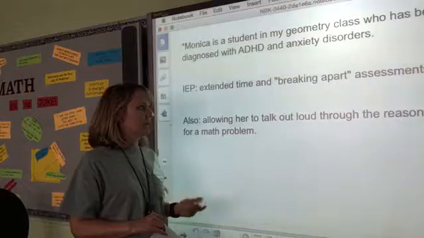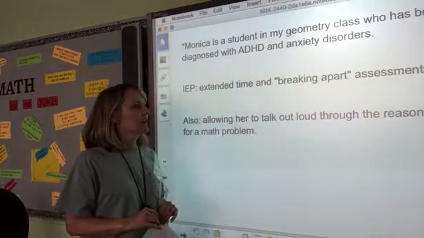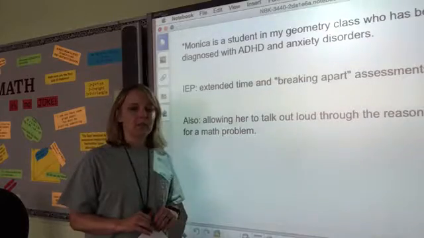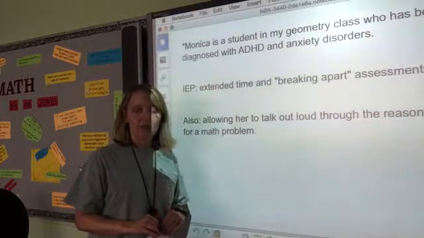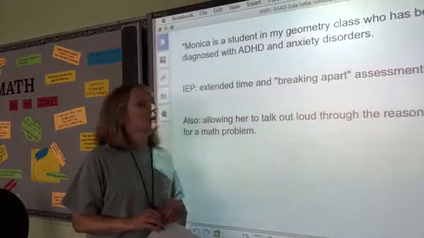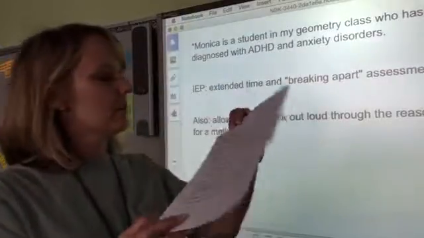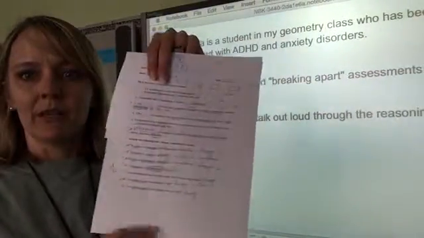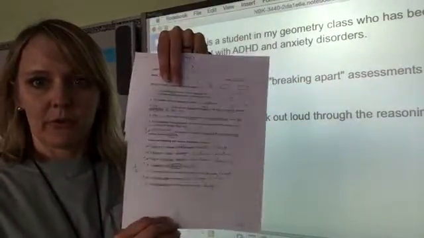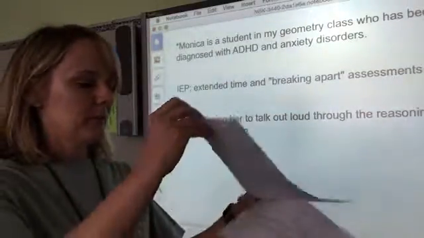This is very evident when it comes time for assessments. Since she has been diagnosed, her IEP entitles her to have extended time and also for me to break her assignment up into smaller parts. So I wanted to show you, this is actually her test right here. I would have given her just this first page, and then she would have to come back to me to get the next part.